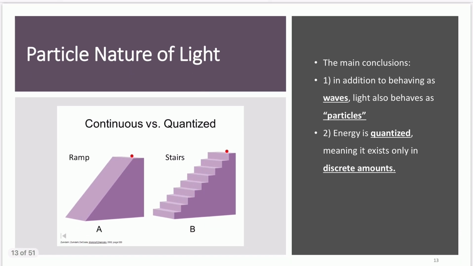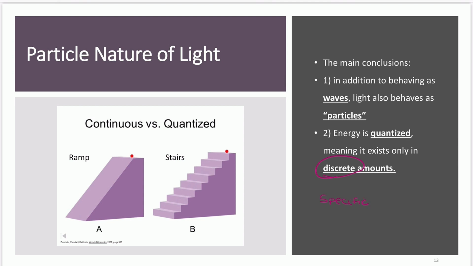So this brings us to the particle nature of light, though. How do we go about understanding this particle nature of light? The main conclusions to everything that both Newton and Einstein developed was that in addition to behaving as waves, which is what they originally found, light also behaves as particles. And so Einstein was able to determine that energy is actually quantized, meaning that it exists in discrete amounts. Discrete means specific, like a specific level.